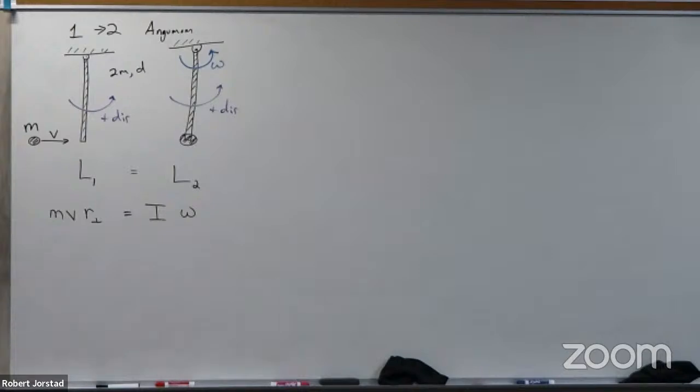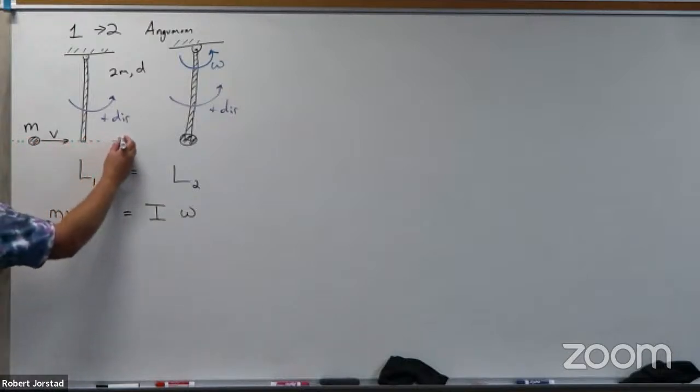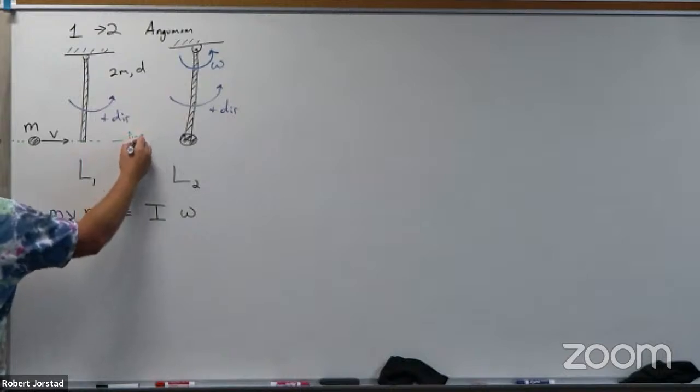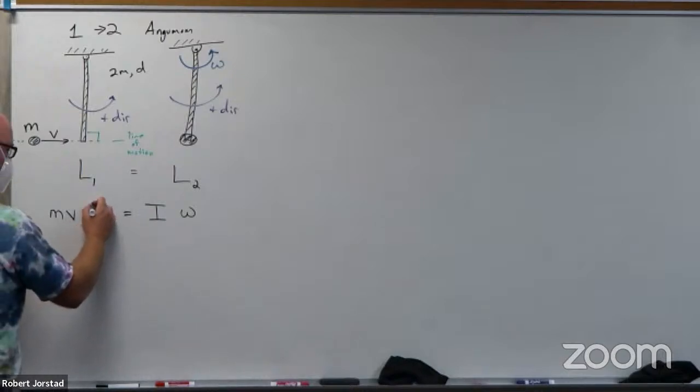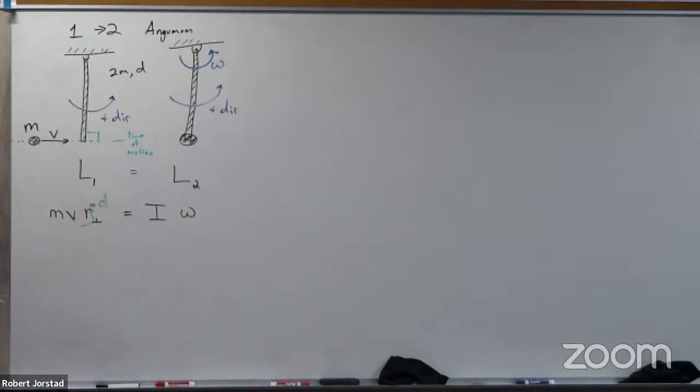What is R perpendicular? Draw the line of motion. What is the perpendicular distance from the pivot to that line? What is the distance from the pivot to the line of motion that intersects it at a right angle? D in this case. Yeah. The rod length. Absolutely. So do you agree R perpendicular for this problem is just D?